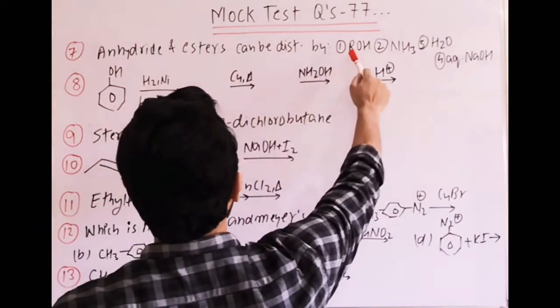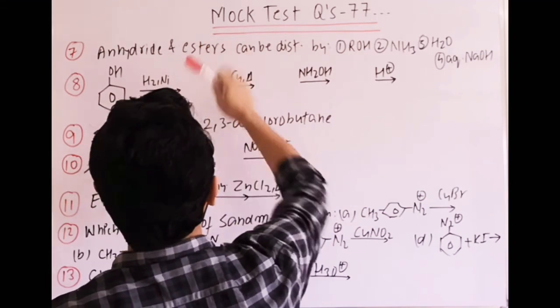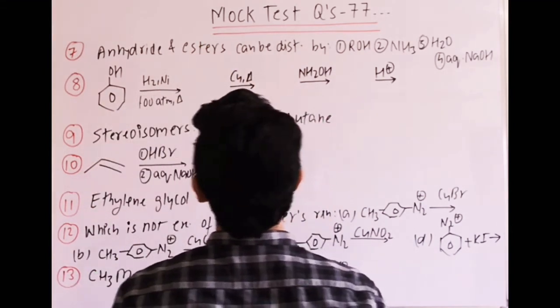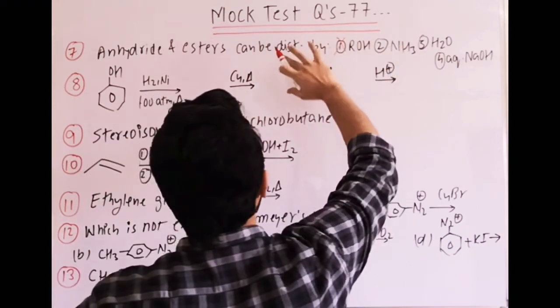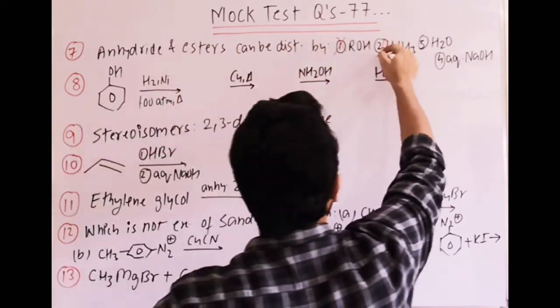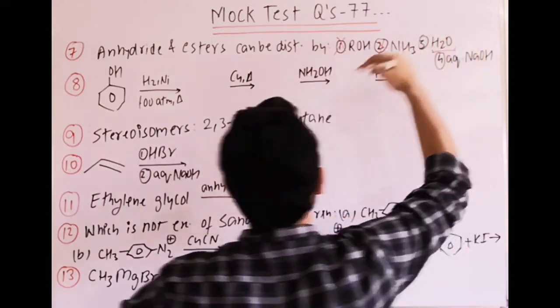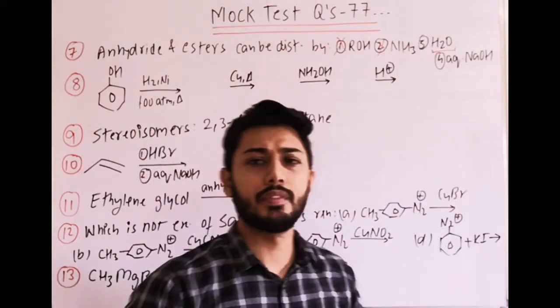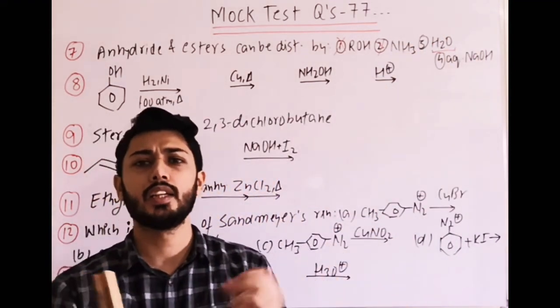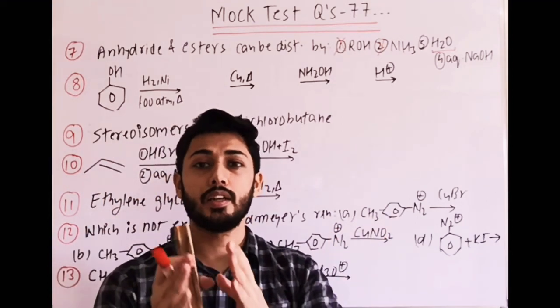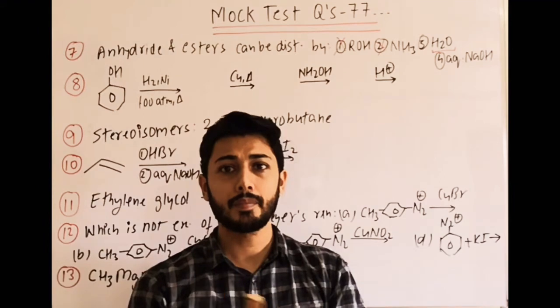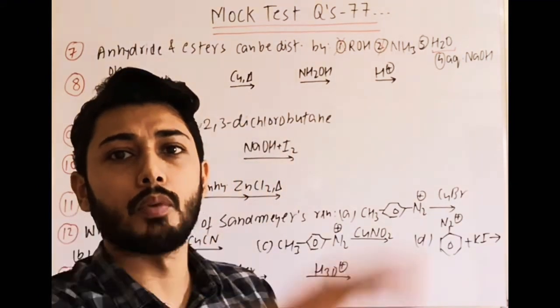First option is alcohol. We know alcohol will react with both. Normal substitution reaction takes place, so we cannot consider the first one. Second one, ammonia. Again nucleophilic substitution takes place, so we cannot consider it. With water: if you remember, for anhydride, that reaction with water, if we heat it, it simply undergoes a substitution reaction. And when acid anhydride undergoes reaction with water, it gives the carboxylic acid.